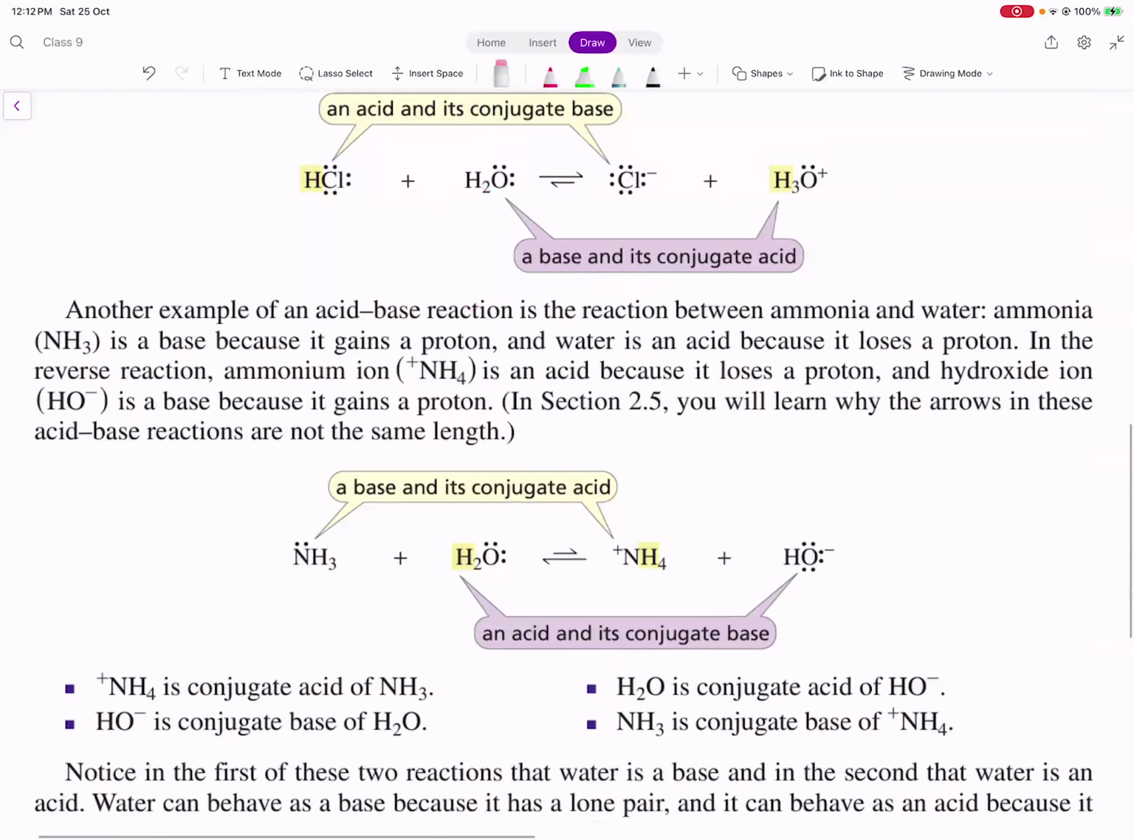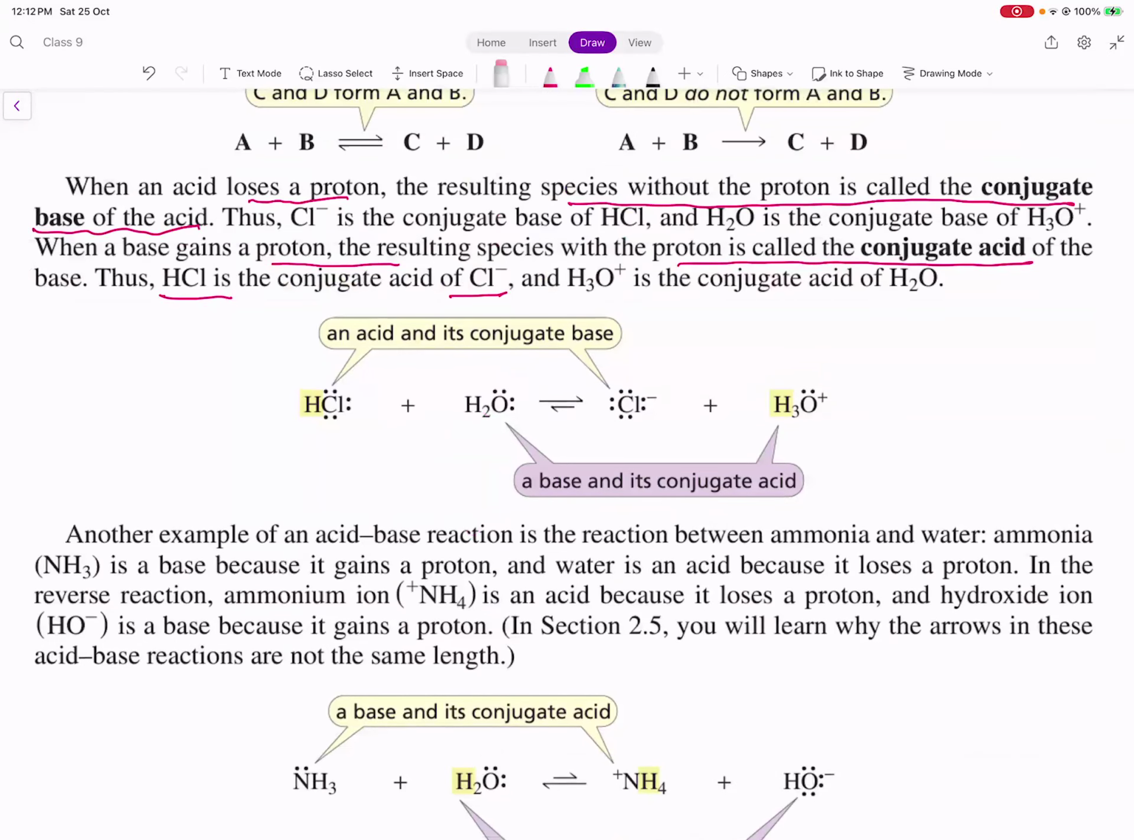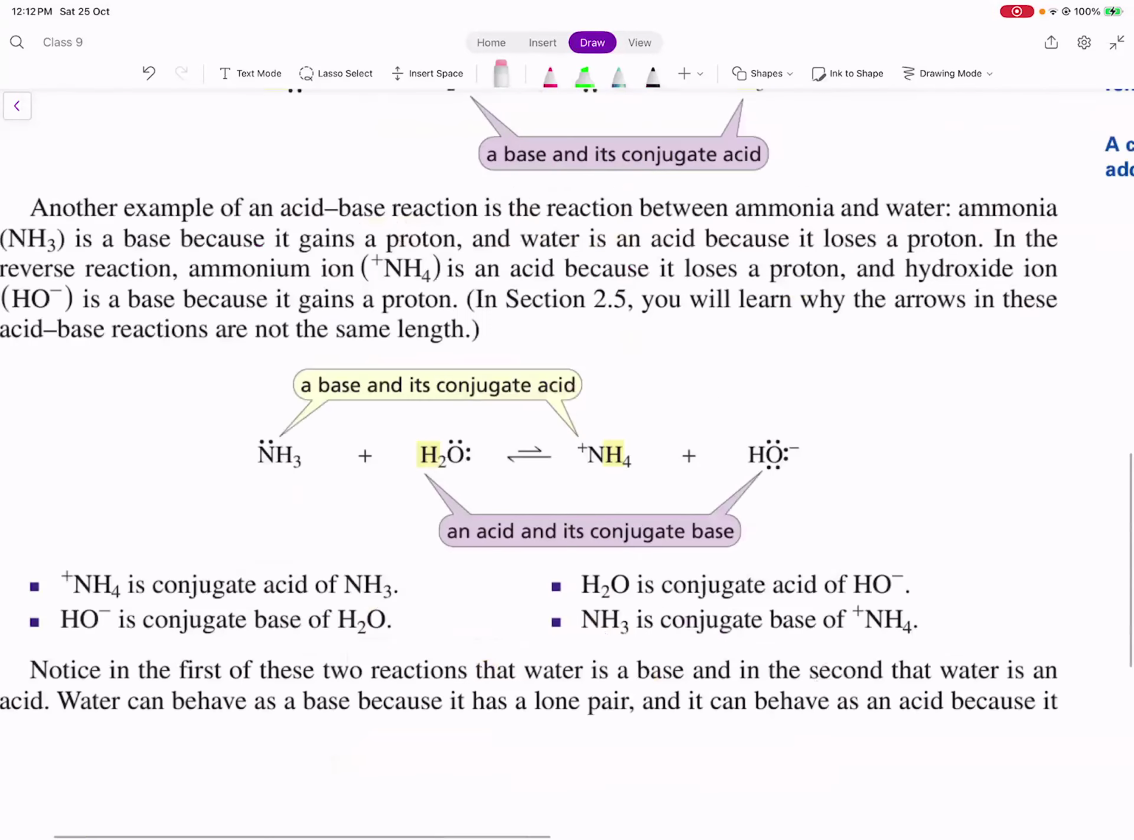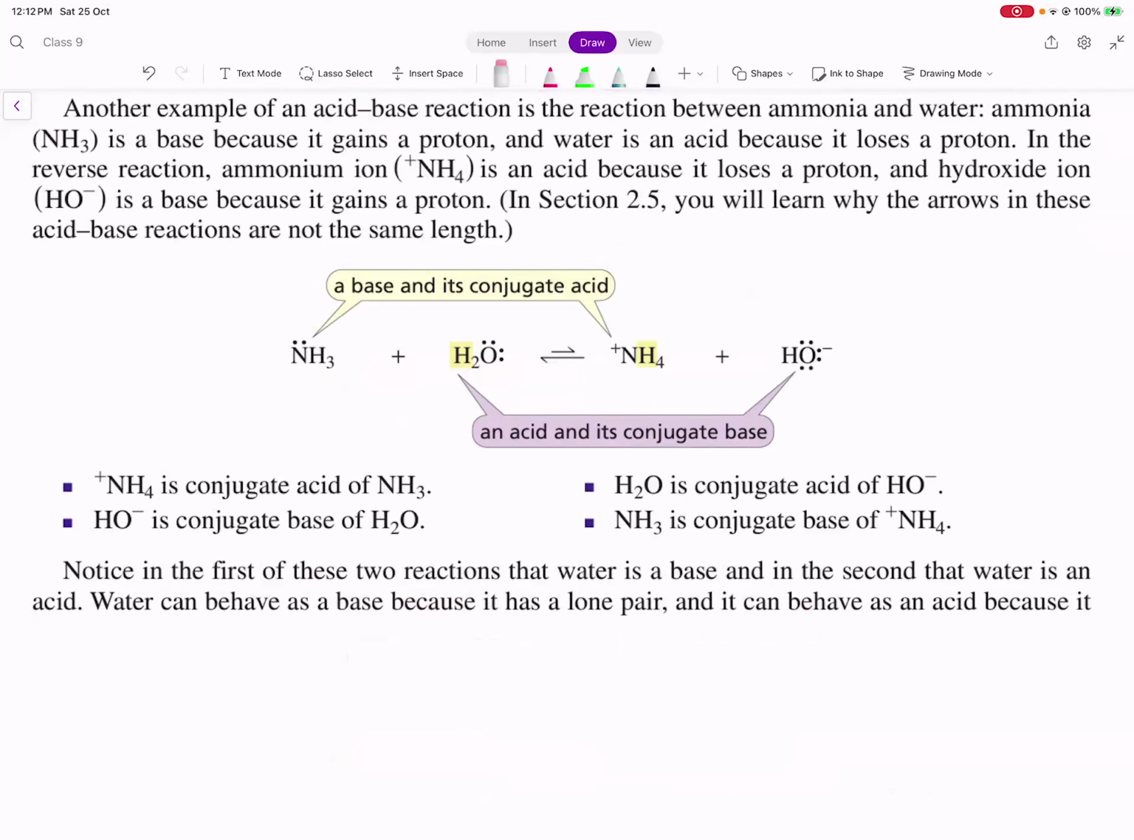So in this reaction, you can see we have an acid and its conjugate base, and from this side also we have a base and a conjugate acid, right? So acids and their conjugate bases exist in pairs. Another example we can see here. What is happening here?